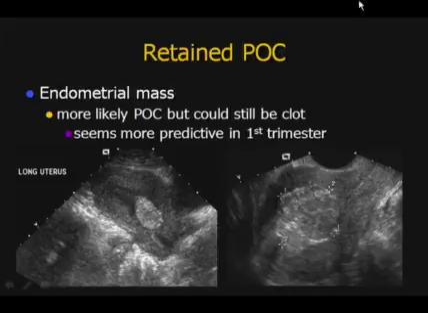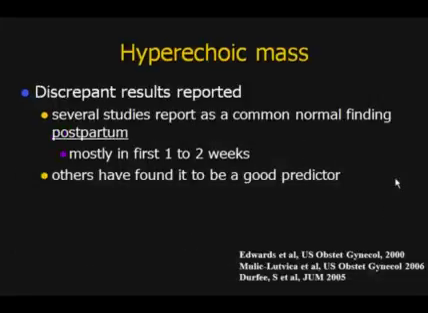An endometrial mass, as in this case, transabdominal scan, sagittal view, we see a focal hyperechoic mass. Different patient, transvaginal scanning, focal hyperechoic mass in the endometrium. These are most likely due to retained products of conception. Could still be clot, occasionally can look this way, and this finding actually seems more predictive in the first trimester than in the postpartum patient to identify retained products of conception. So this is probably the most useful finding for identifying retained products, but still has its limitations.